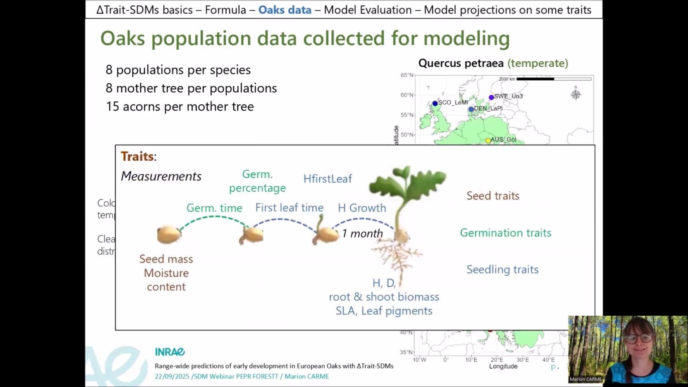And to get our trait data, we measure some traits before sowing and then in the climatic chambers. So we measure seed traits here in brown: seed mass, moisture content. We measure germination traits in green: germination time and percentage. And we measure seedling traits in blue. So we measure the time to first leaf emergence, the height at first leaf, and then 1 month after first leaf emergence, we measure again the height to have the vertical growth. We measure the diameter, the root and shoot biomass, the specific leaf area, and the leaf pigments.